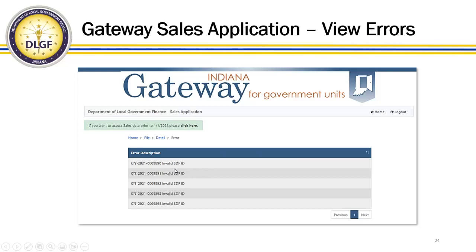It's possible that certain SDF IDs may be listed more than once. I don't think that happens here on this example. We have some different IDs all the way down across the bottom, but it might be possible that they will be listed more than once if there are multiple errors for that particular SDF ID. So that's something to take note of as well.